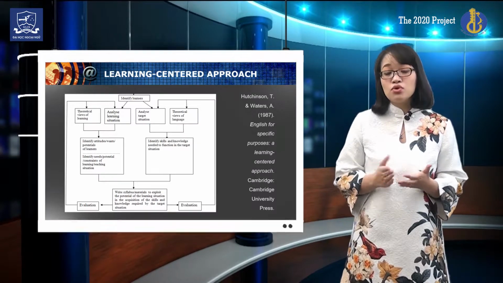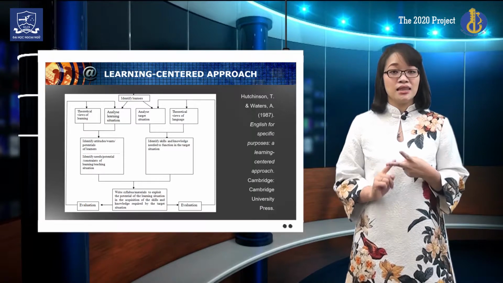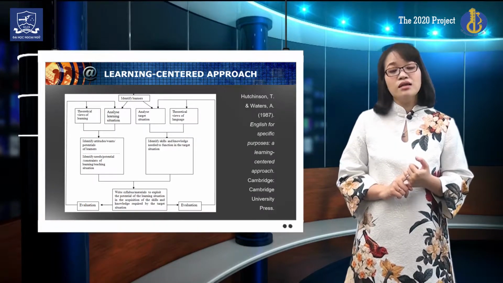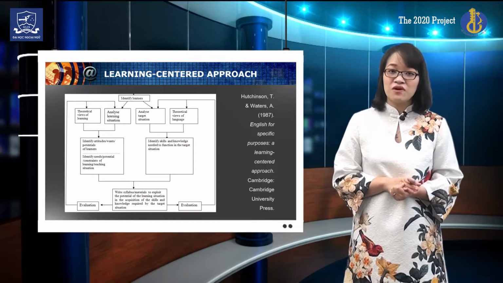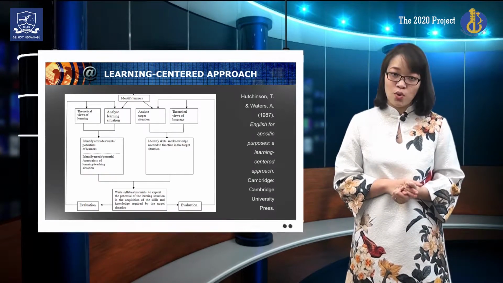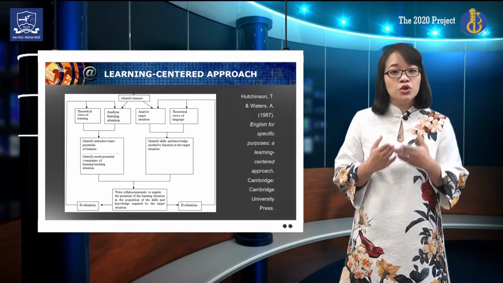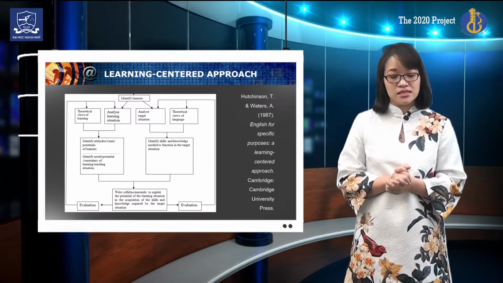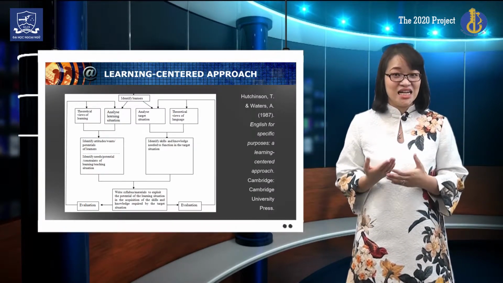Target needs are what the learners need to do in the target situation, according to Hutchinson and Waters, 1987. They are broken into 3 categories as we have already known: necessities, lacks, and wants. Necessities are what the learner has to know in order to function effectively in the target situation. Lacks are the gap between what the learners know and the necessities. And wants are what the learners think they need.